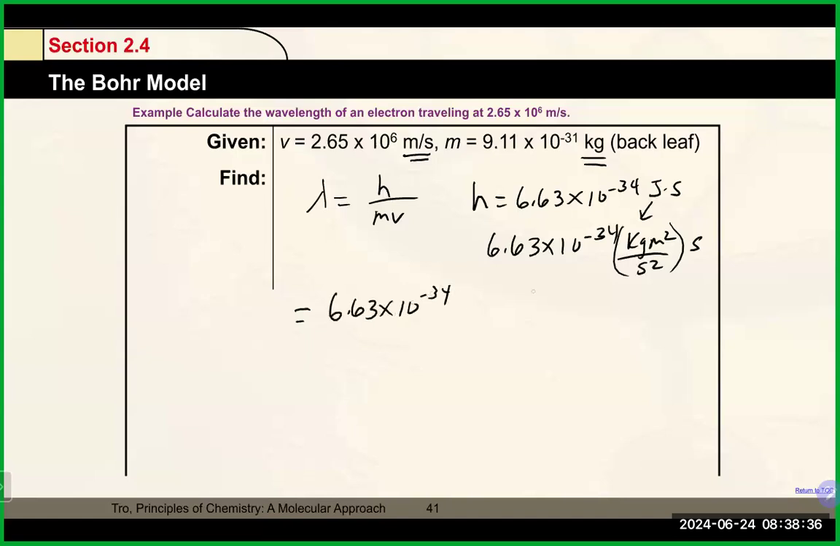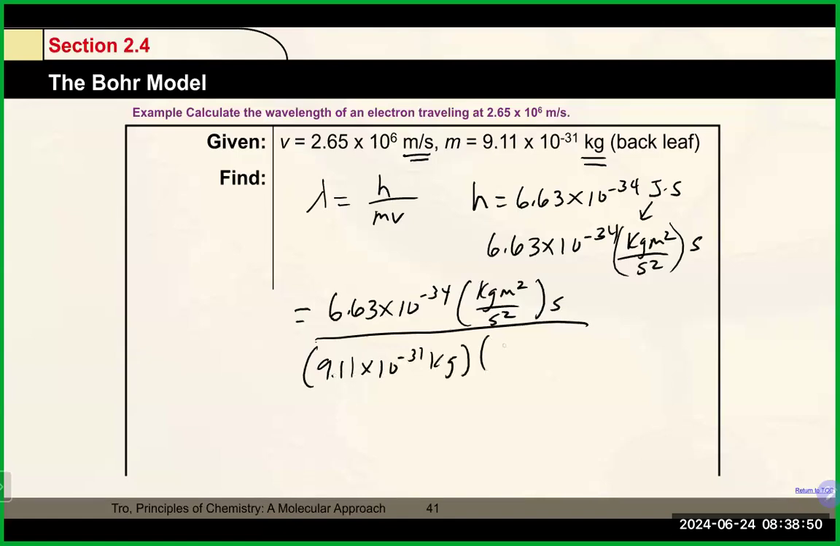So popping these guys in here, our wavelength is 6.63 times 10 to the minus 34. Once again, we'll use the kilogram units here instead of joules, so we can see all the units cancel. Divided by our mass, 9.11 times 10 to the minus 31 kilograms, and our velocity, 2.65 times 10 to the 6 meters per second. So here's where all the units cancel. Kilograms go away. One second, two seconds, there goes both of those. And just one of the meters will go away, so we're left with just meters up on top.